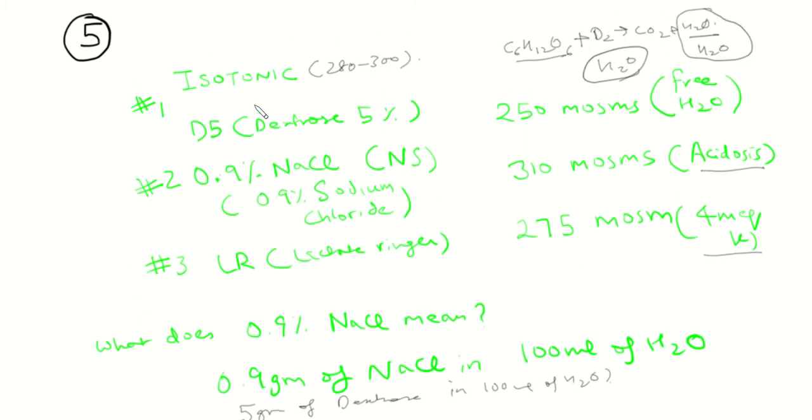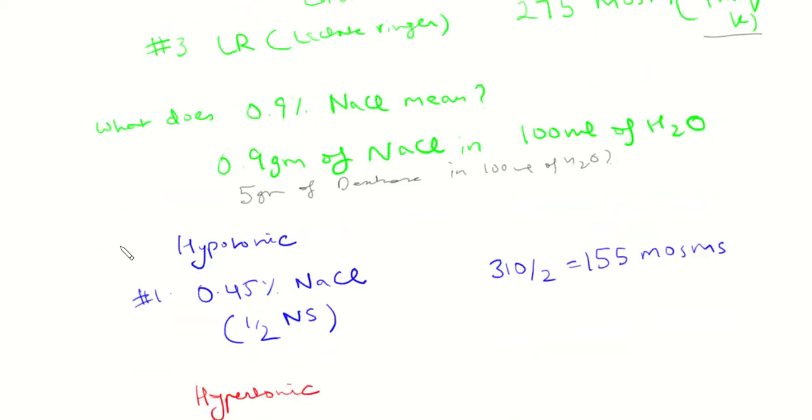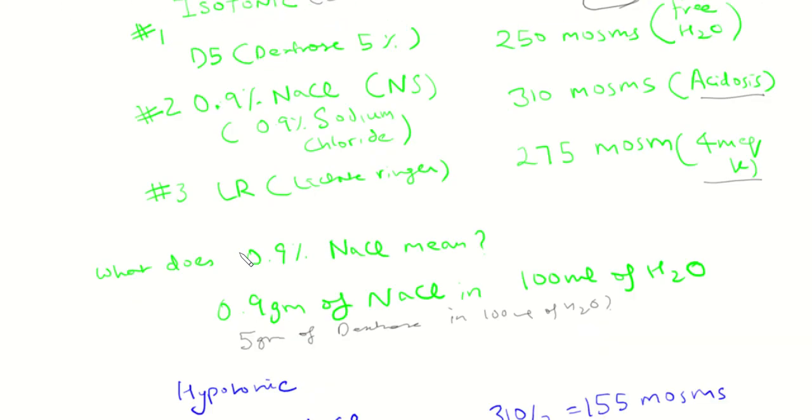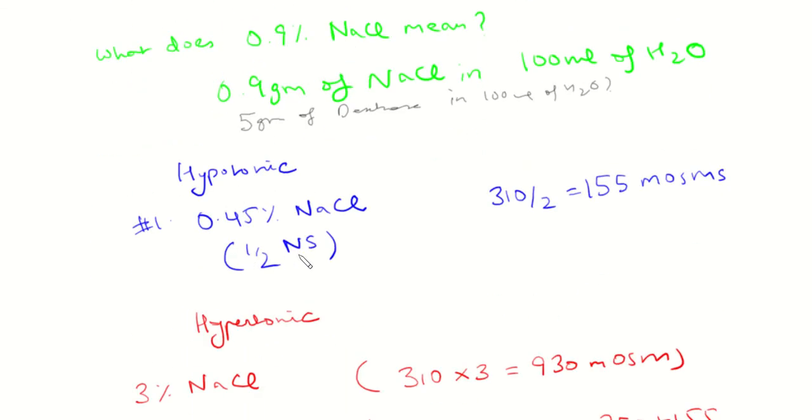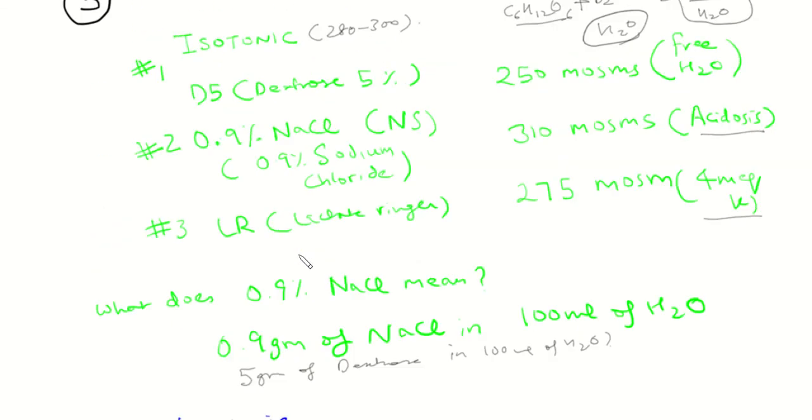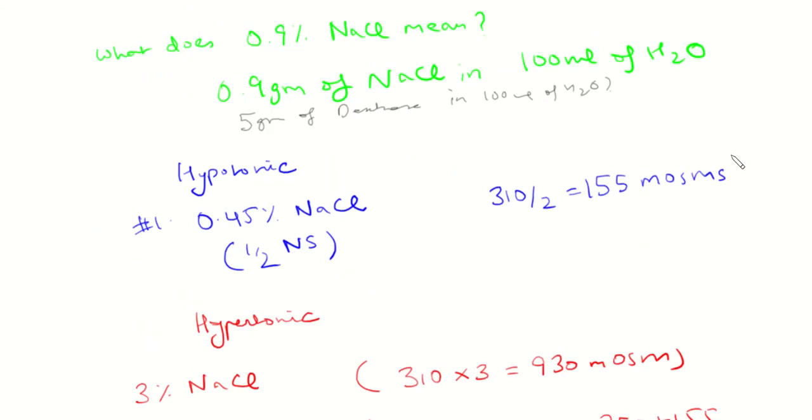Remember we talked about D5 being 250 and NS being 310. And this is where you're going to see the fun. Hypotonic solution: this is going to be much lower than 280. So half normal saline. What does normal saline have? 310. Half of it is 150, 155 milliosmoles. So that's a hypotonic solution.